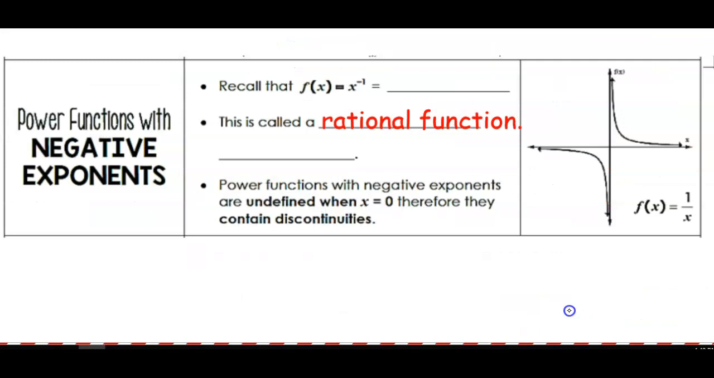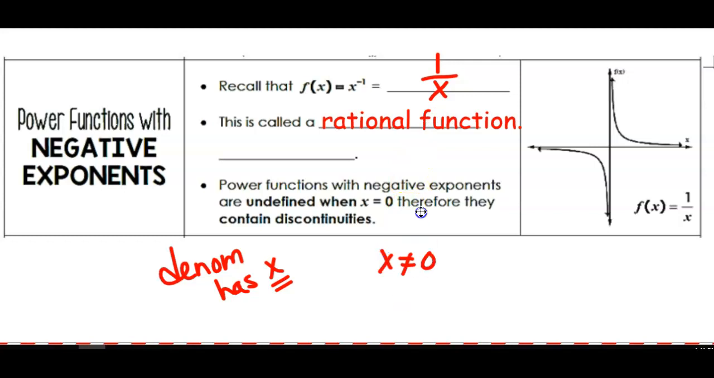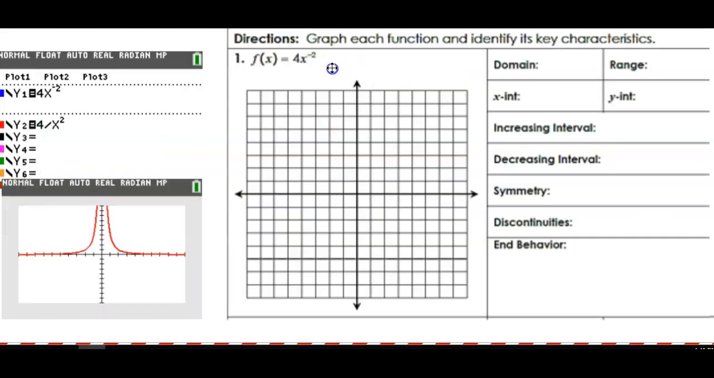All right, a rational function. Remember x to the -1 is the same as 1 over x. And when you have a rational function, there's going to be places where the denominator is undefined, okay? Denominator has an x, so you're going to have some discontinuities. A power function with negative exponents is undefined whenever x is 0. You can't put in a 0, okay? X cannot equal 0.